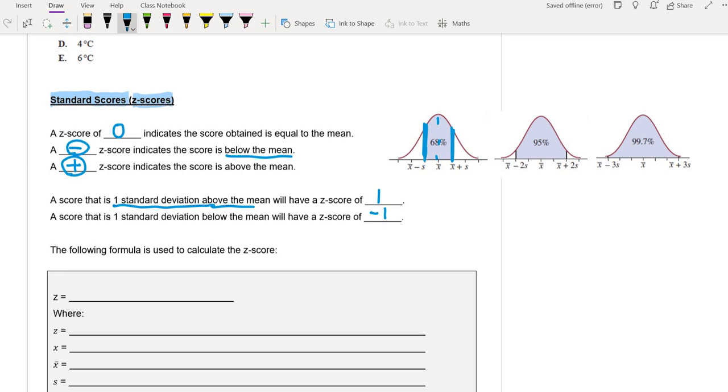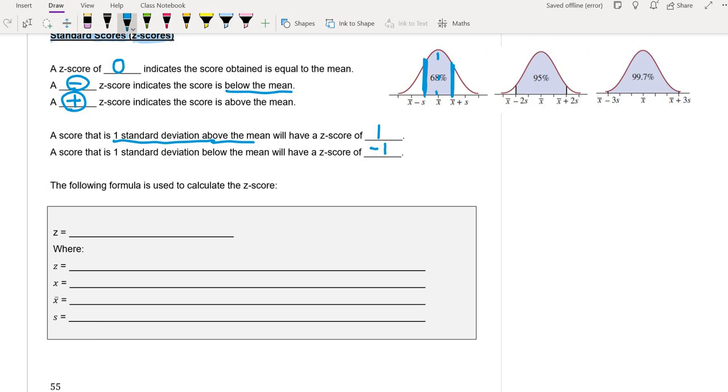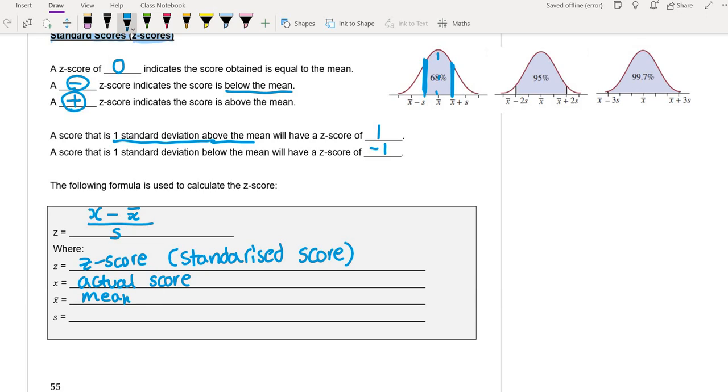So this Z-score we can calculate by using this little formula. So it's going to be x take away the mean divided by the standard deviation. So the Z is the Z-score in this formula, or we call it the standardized score. And x without the line is the actual score or the value, and x with the line is the mean, and S is the standard deviation.